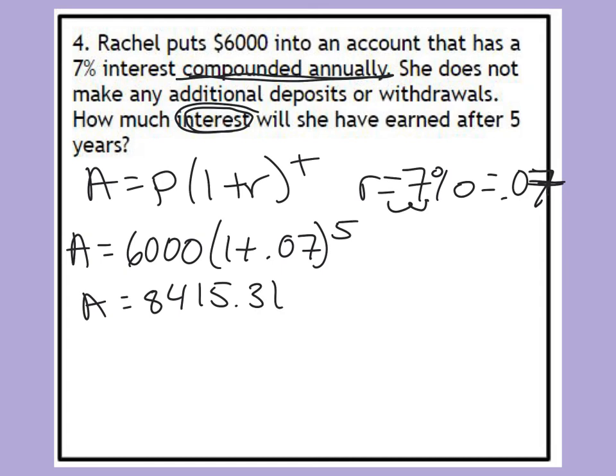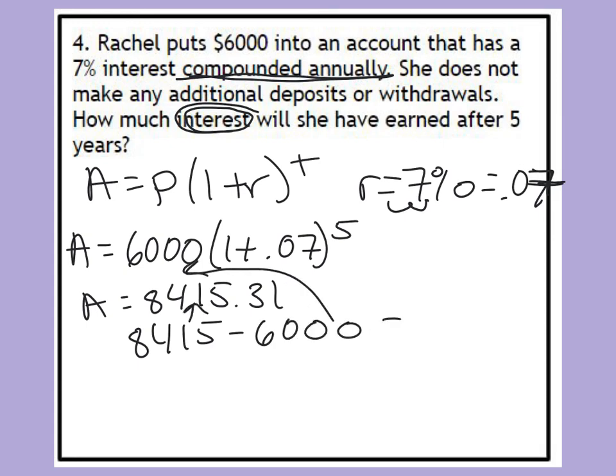$8,415.31. But like I said, I'm looking for interest. This includes the principal in it. So what I need to do is subtract the principal from the amount, the total amount in the account. So I take this number and then I take the principal and subtract, and then the interest that Rachel earned in the account is $2,415.31.